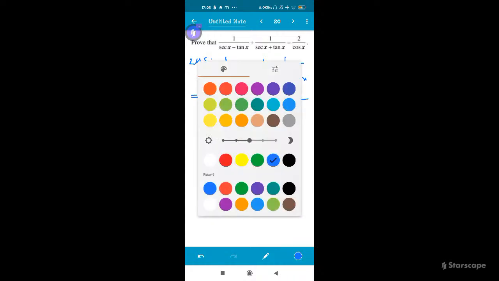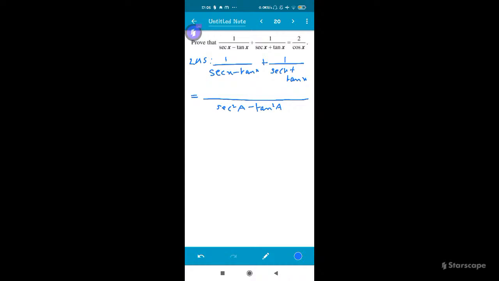Now in the numerator of the first term we will have sec x plus tan x, and for the second term we will have sec x minus tan x. So we will cancel out this tan x and minus tan x. So we are left with 2 sec x by sec square x minus tan square x, which is 1 from the square relation which we have learned. So we are left with 2 sec x.